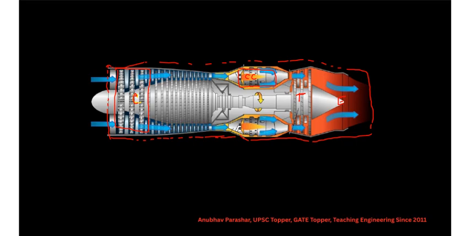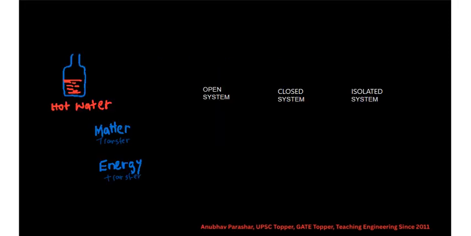Boundary is a hypothetical surface decided by us so that we can focus on the area that is meaningful to us, right? So I hope you got what exactly is the system, what is the boundary, and what is surrounding. Having said that, there are possibilities to classify a system into open system, closed system, or an isolated system, depending on how matter is interacting with the system and how energy is interacting with the system.